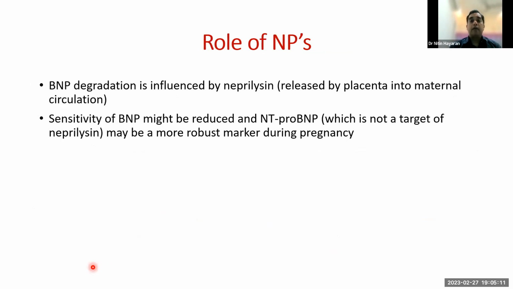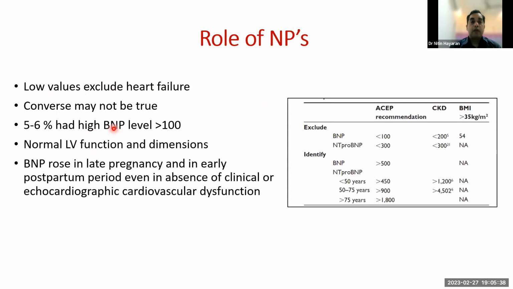Another important thing: the most commonly done are BNP and NT-proBNP. NT-proBNP is a robust marker during pregnancy, as BNP is usually degraded by neprilysin that is released by the placenta into the maternal circulation. That is why the sensitivity of BNP is reduced, and NT-proBNP remains the marker of choice during pregnancy. So low values of BNP and NT-proBNP exclude the diagnosis of heart failure. But the converse is not true.